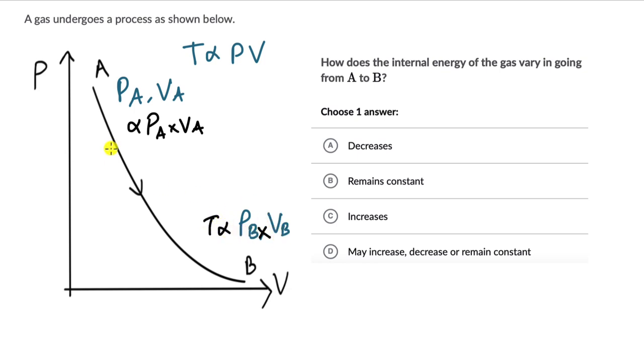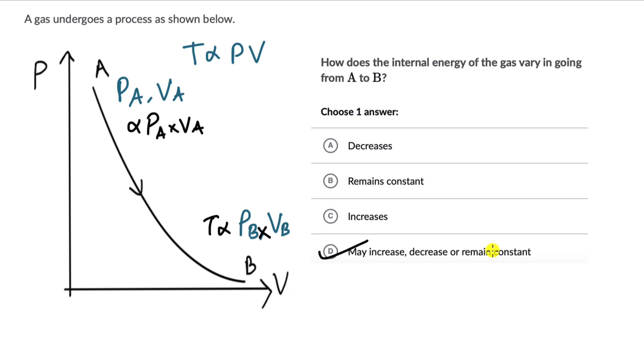But we don't know the values from the graph, so we can't say if this product is increasing or decreasing, because one quantity is decreasing, that is pressure, but the other quantity is increasing and we don't know by how much. So we can't really say. It may increase, decrease, or even remain constant. Just by the given information, we can't comment on how the internal energy is changing.